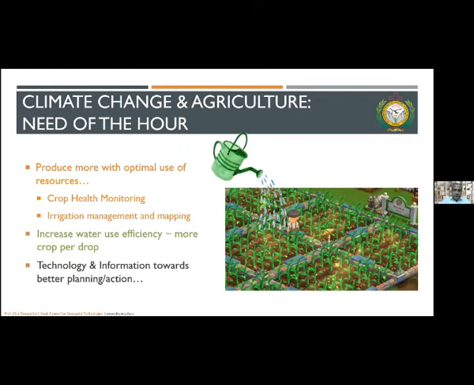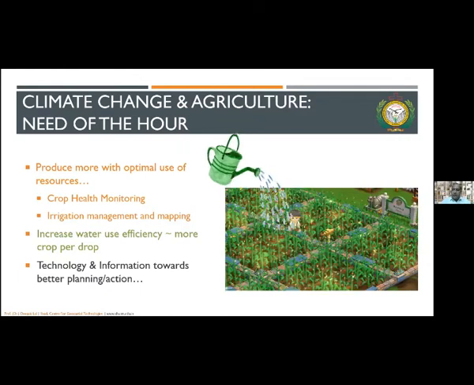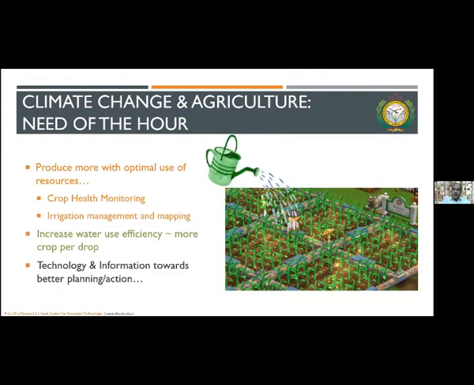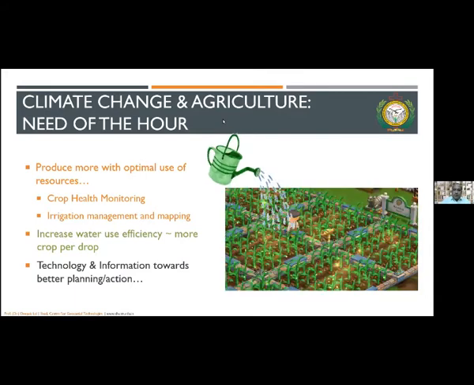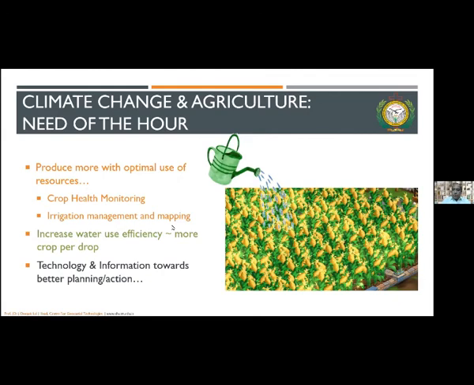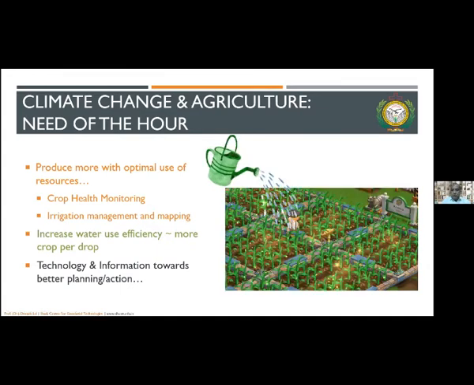And then what else we can do is irrigation management and mapping. Whatever water we are using, we need to manage it properly. We need to map, and I'll show you what mapping means. We should know how much water the crop is using, and of course, increase water efficiency. We'll talk more about this in later slides.